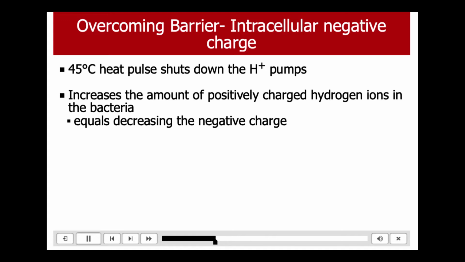This heat pulse shuts down the proton pumps. These proton pumps, recall, help maintain the negatively charged intracellular environment. If we shut these pumps down, it increases the amount of positively charged hydrogen ions in the bacteria, and therefore this equals decreasing the net negative charge in the intracellular environment.